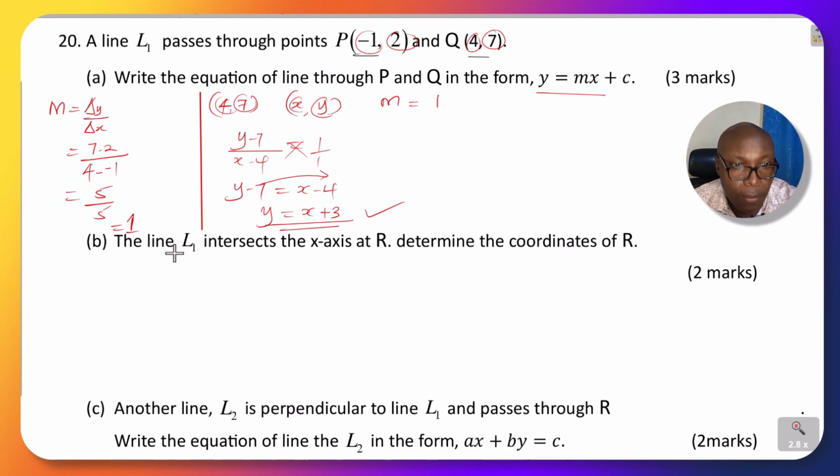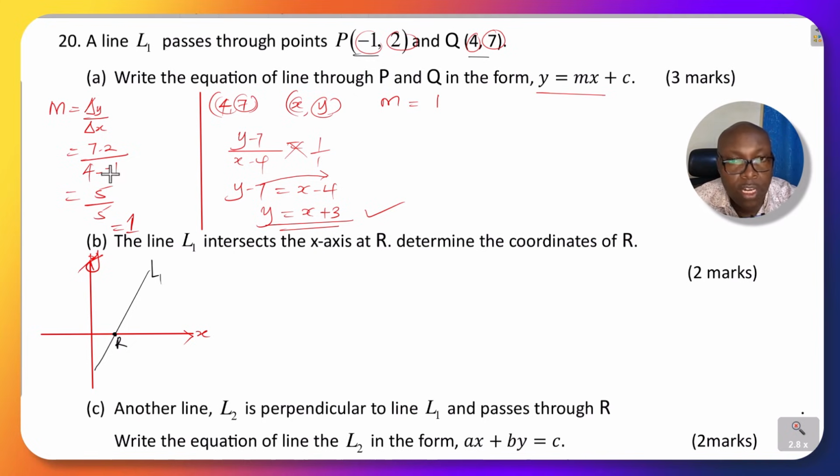We go to part B. The line L1 intersects the x-axis at R. Determine the coordinates of R. I can just draw a simple sketch here to explain this. So this is the y-axis, and this is the x-axis. We have that line, let's say that is L1. It cuts the x-axis, or intersects with the x-axis, at point R. So determine the coordinates of R.